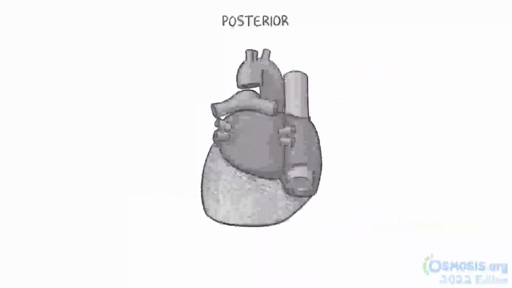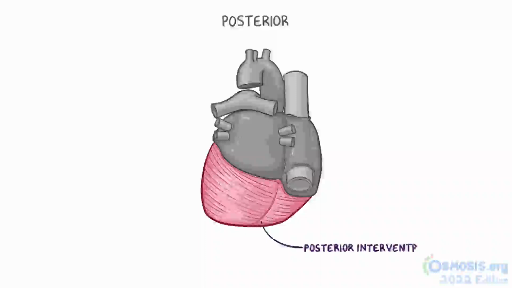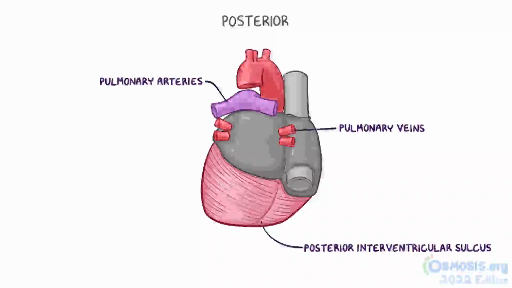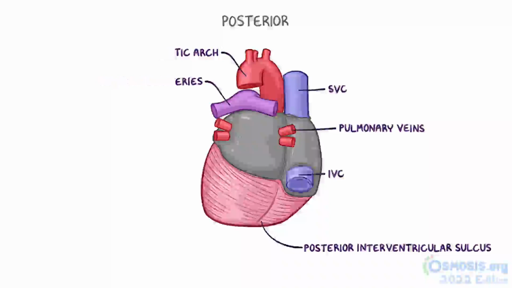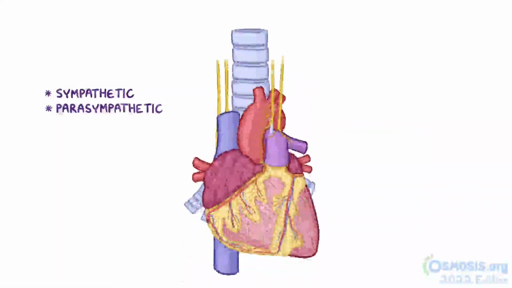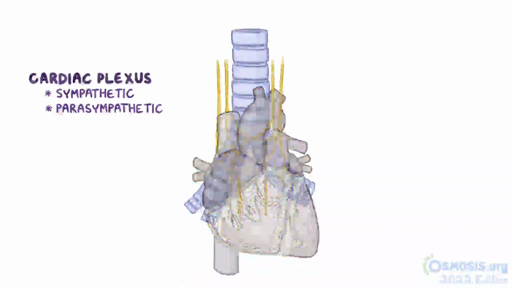On a posterior view, you can see the posterior interventricular sulcus, left and right pulmonary veins, left and right pulmonary arteries, the aortic arch, and the superior and inferior vena cava. The heart is innervated by sympathetic and parasympathetic nerve fibers from the cardiac plexus, which is most commonly found on the anterior surface of the bifurcation of the trachea.